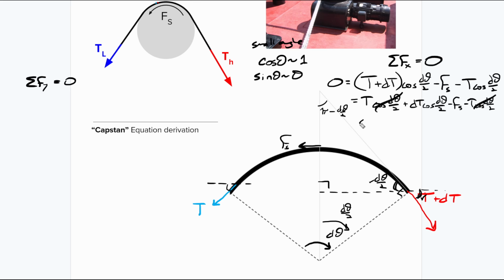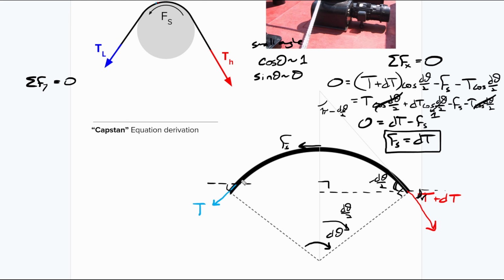But over here, what I can do is say that 0 is going to equal dT, sorry, capital dT, times cosine of a very small angle, which is going to make that 1. That's approximately 1. Minus Fs equals 0. You might think this is too simple, but look, it makes sense. It says that if I solve, Fs equals dT. And that makes sense.